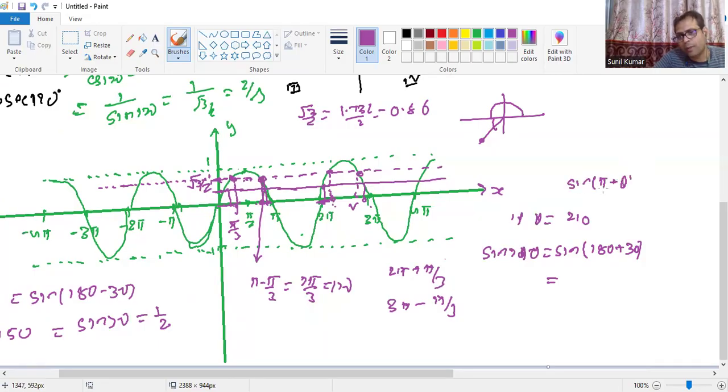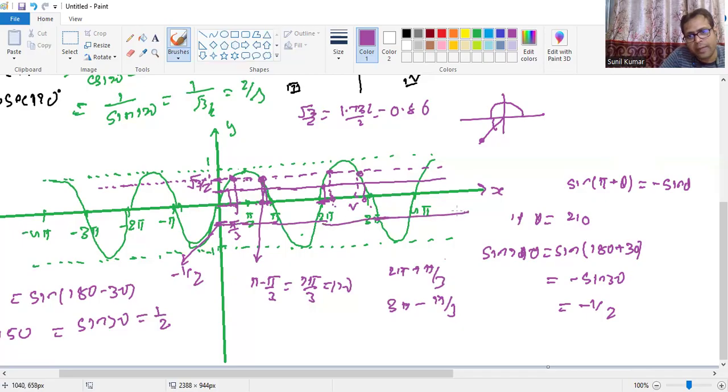Sine of pi plus theta, or sine of 180 plus theta: pi is 180, and beyond that it will be the minus sign. So we can write minus sine 30, and that is equal to minus 1 by 2. If you mark minus 1 by 2 on the y-axis here, this point is nothing but minus 1 by 2. At this point, if you draw a line parallel to the x-axis, we again get intersections with the graph.